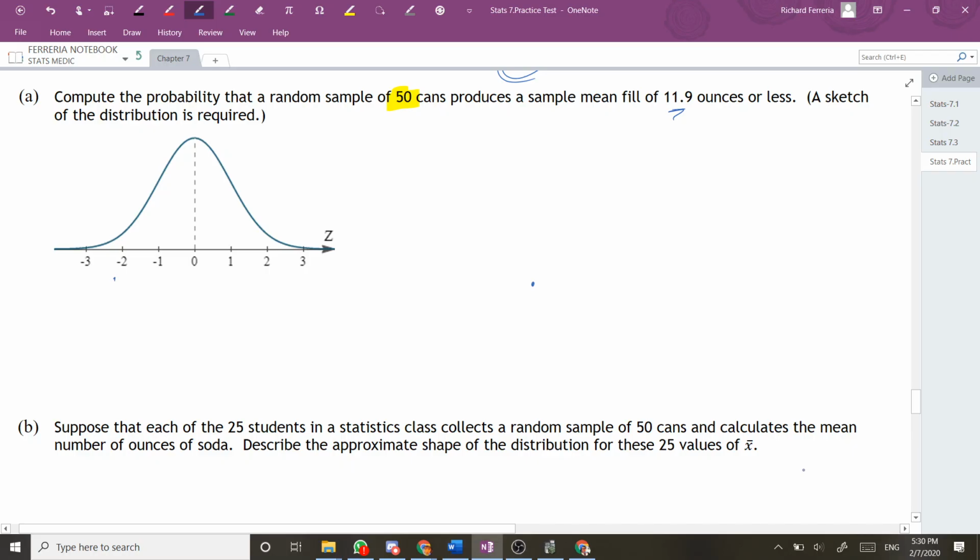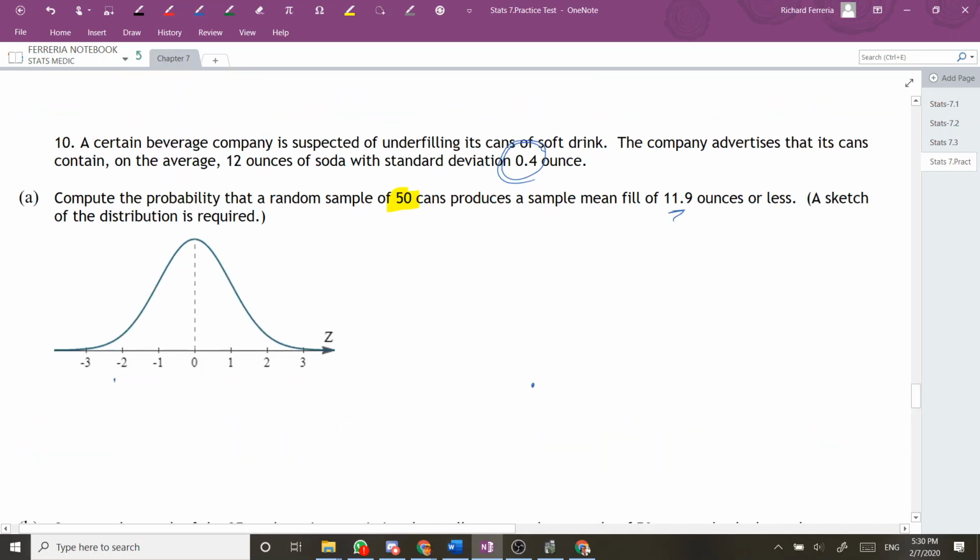All right, everybody, we're here to look at question 10, the final problem from our practice test. So we have a certain beverage company suspected of underfilling its cans of soft drink. The company advertises that its cans contain on average 12 ounces of soda with a standard deviation of 0.4.